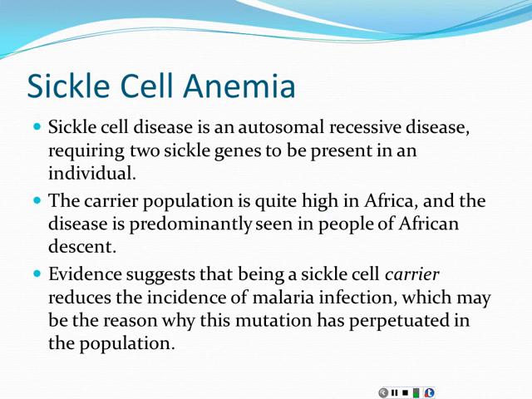So the reason that this gene probably exists, even though it causes this terrible illness in the homozygous or in the affected patient, is that in its heterozygous state, it's protective, which is probably why the gene was put forward generation after generation. All right.